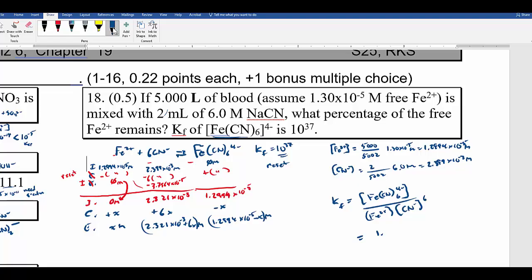This is going to be 1.2994 times 10 to the minus 5 minus x, divided by x times 2.321 times 10 to the minus 3 plus 6x.